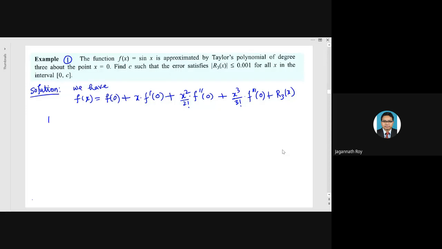For f(x) = sin x, we have f(0) = 0, because we need to calculate this one. So now we need to calculate the derivatives also. So f'(x) is cosine.